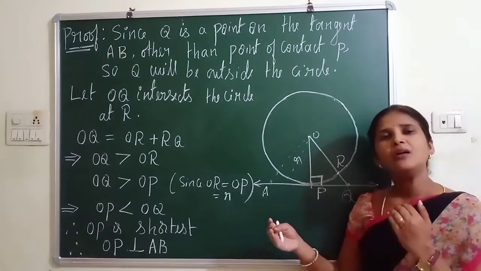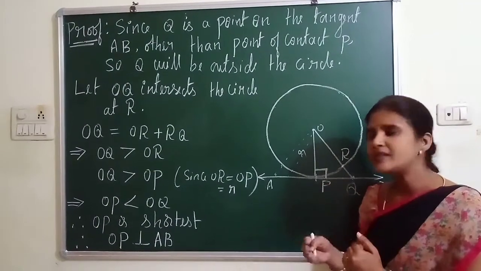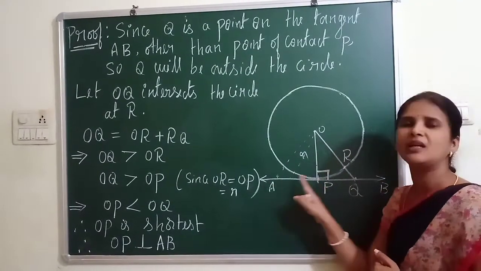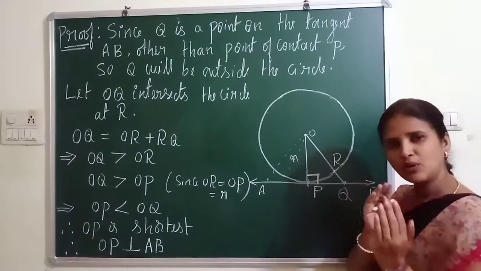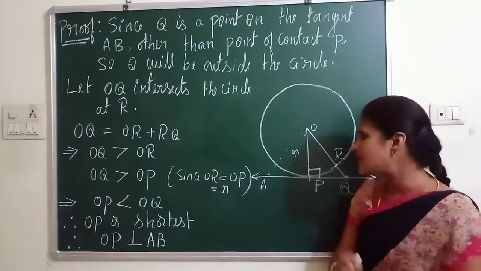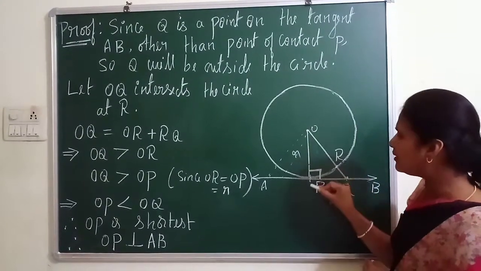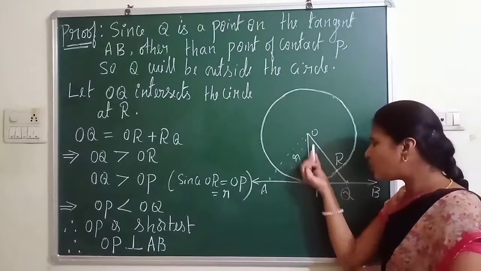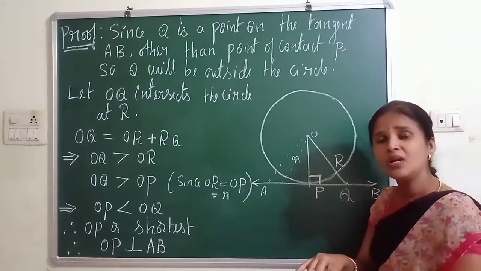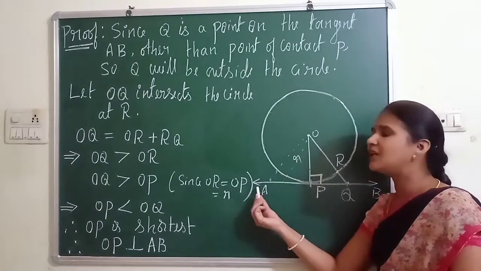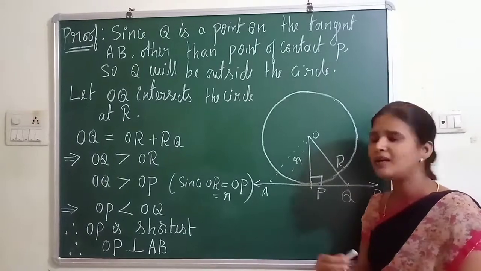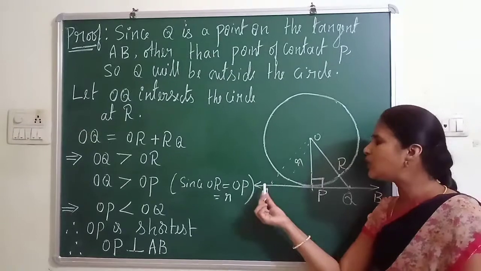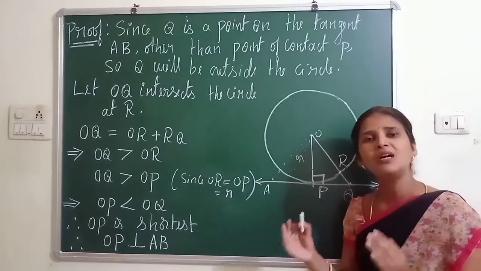So just now we got the conclusion that the shortest among all these line segments will be perpendicular to the given line. So if I prove that OP is the shortest side, then I can prove indirectly that OP is perpendicular to the given line, because, as we know, out of all the line segments drawn from a point to a line, the shortest will be the perpendicular.